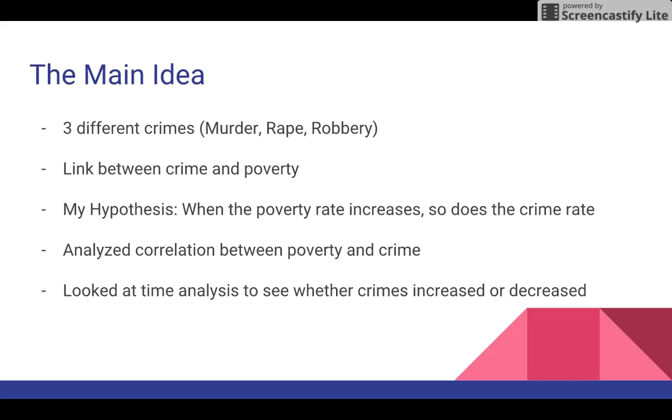What I looked at was the link between the crime rate and the poverty rate. My hypothesis was that when the poverty rate increases, so does the crime rate. I did this by analyzing the correlation between the poverty rate and the crime rate, and then I looked at the time analysis to see whether crimes increased or decreased and whether there were any odd patterns throughout the years of 1994 to 2014.